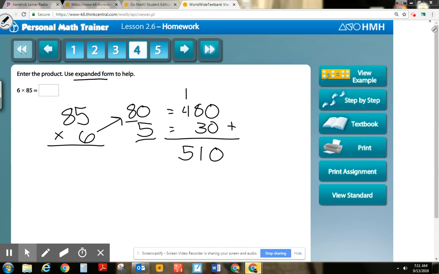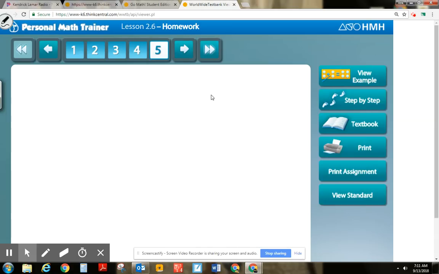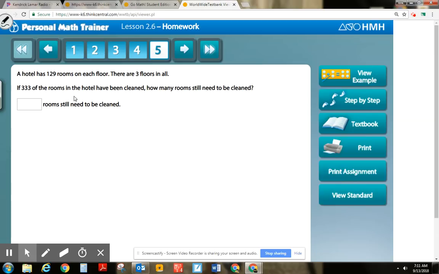All right. Let's take a look at number 5. This is our last problem. This is a two-step problem. So let's take a look at what's going on. A hotel has 129 rooms on each floor. Okay? 129 on each usually means to multiply or to divide. There's 3 floors in all. So I'm thinking I'm probably going to want to times 3. That's going to tell me how many rooms there are. So 129 times 3.